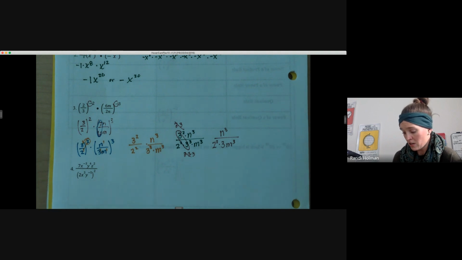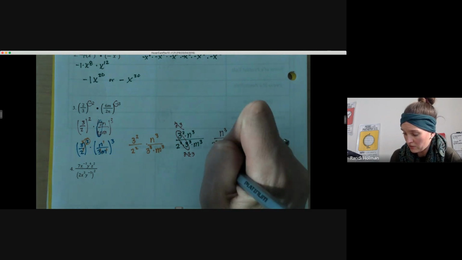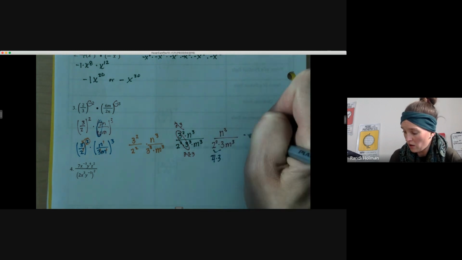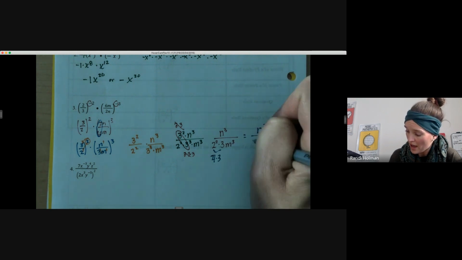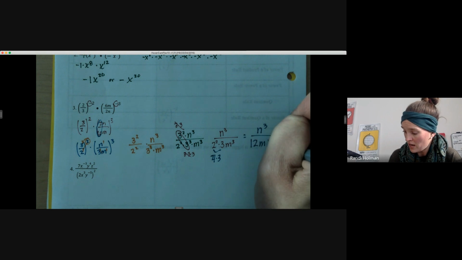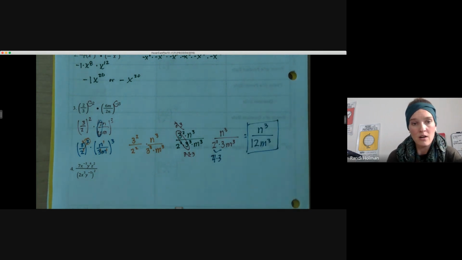Getting closer. The only thing I can have left that I can do is actually figure out what this is. So 2 squared is 4 times 3 is 12. So this is n to the third over 12m to the third. No negatives, no like bases. We're all done there.